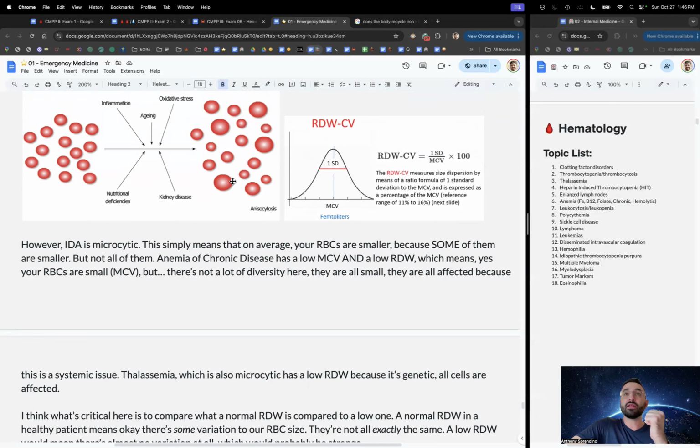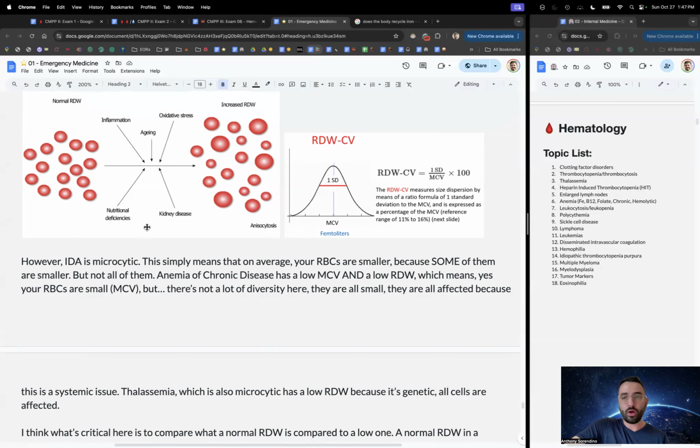But when you have something like thalassemia, whether it's alpha or beta, that's a chromosomal defect. Every single cell is affected. Every single cell that has a nucleus that has chromosomes is affected. So your RDW is normal or probably low. Same thing with something like anemia of chronic disease. It's just generic inflammation throughout your entire body. It doesn't discriminate. Everybody's affected. So RDW there is going to be low as well, or low or normal.